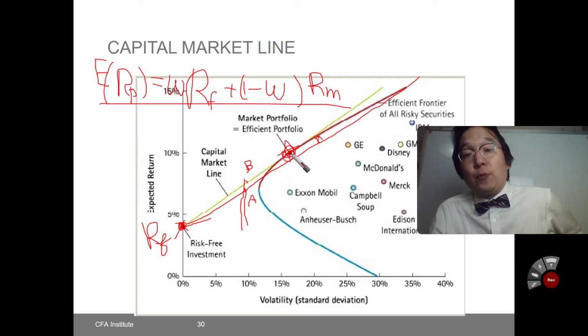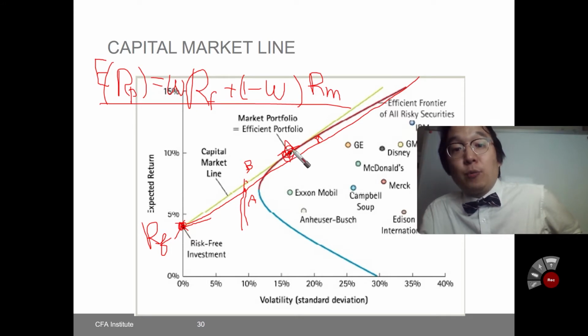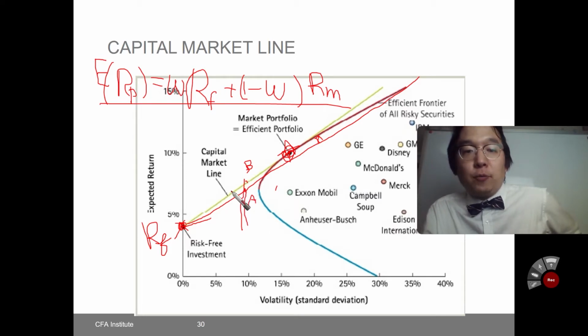The market portfolio will be there as a tangent point, the tangent point of your straight line. The straight line is called the capital market line, and this market portfolio should also be tangent to this efficient frontier. And the capital market line, we are going to talk about it a little later in the next slide.